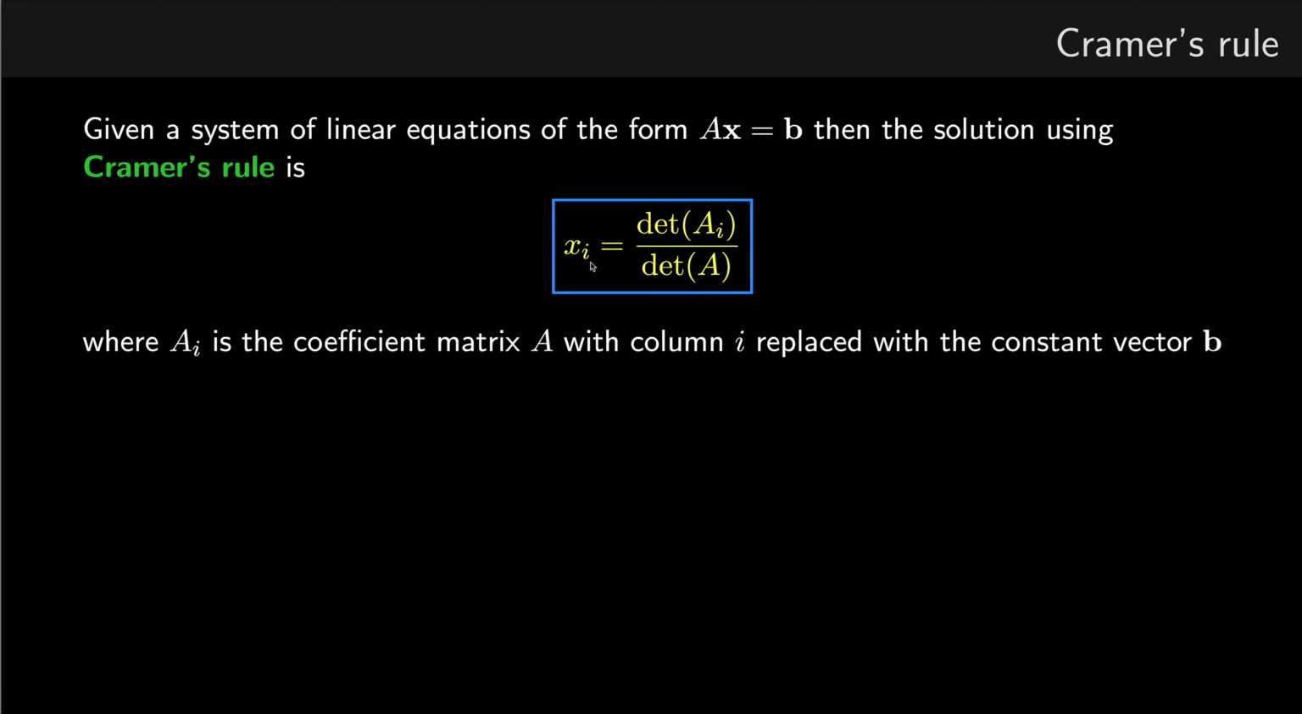So we have xi, which is one of our variables. This is equal to det Ai divided by det A. So these are two determinants. Now the denominator, determinant A, is just a normal determinant. In the numerator we have det Ai. Now Ai is the coefficient matrix A with column i replaced by the constant vector b. I'll show you by way of example what we mean by that.